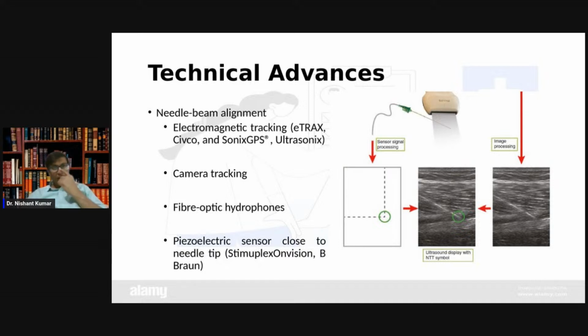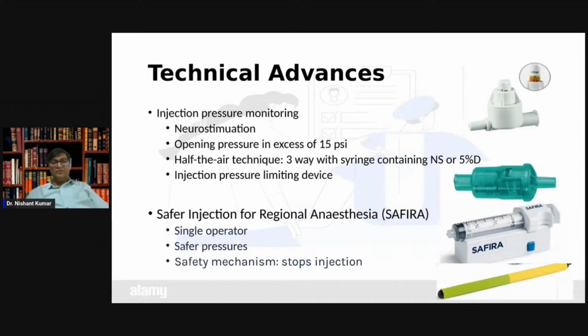So something, the needle beam alignment, that is electromagnetic tracking, so that we can see the needle tip better. We have the camera tracking, we have the fiber optic hydrophones, and then we have something called a piezoelectric sensor close to the needle tip, which is the Stimuplex on Vision by B. Braun. And as you can see here, the circle shows you where exactly your needle tip lies, right? So it has a piezoelectric crystal, and on the basis of that, where exactly your needle tip lies is denoted by this green signal, right?